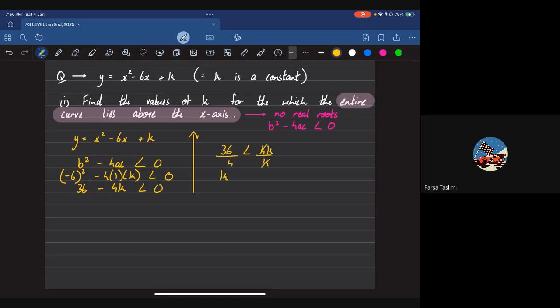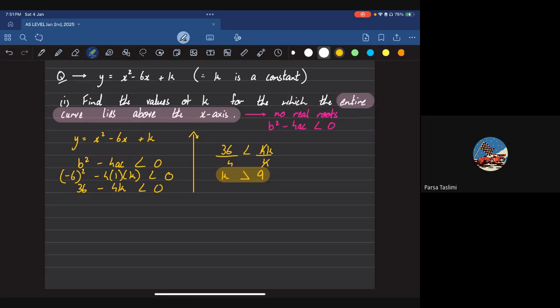So k has to be greater than 9. I just switched around the positions of k. Clear? So there's a way that we know that k is like 9 from the beginning, just by looking at the equation itself.